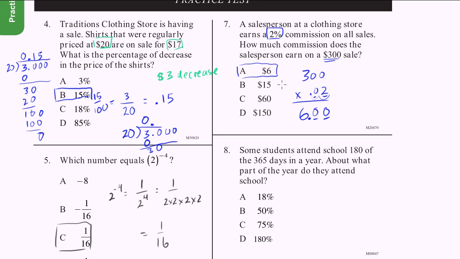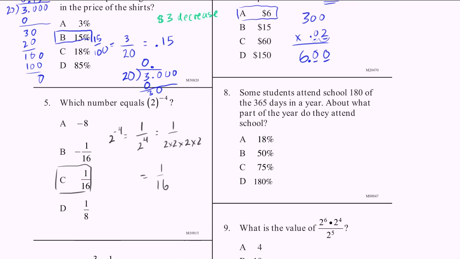Now, a way you could have done this in your head, you could have said, look, he makes a 2% commission. So for every $100, he makes $2, right? 2% is the same thing as 2 out of 100. So for every 100, he makes $2. He sold $300. So that would also be 3 times $2 per 100, or $6. Whatever is easier for you to understand, that's what you should do.